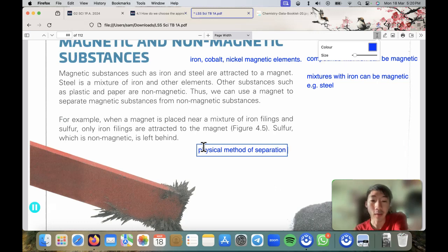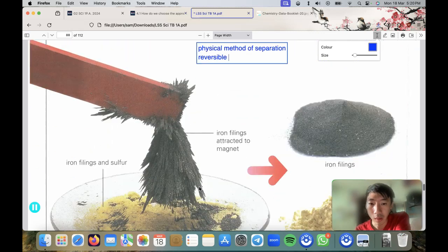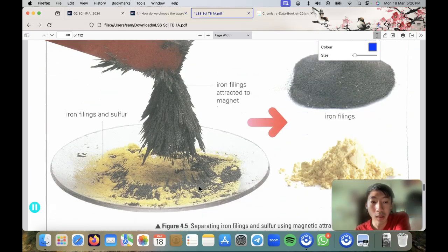When I say physical, it means that it's usually reversible. You can always undo this method, and it's quite easy to do. It's an easy method to do. So what other uses of this metal separation can you think of?